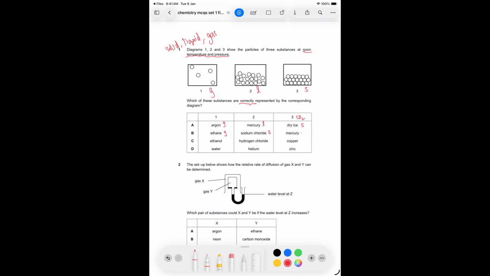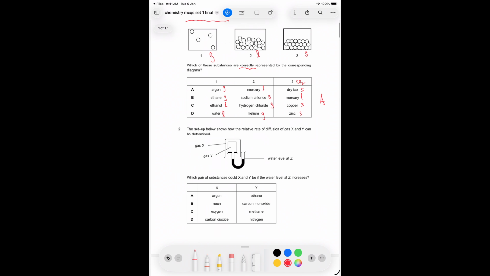Then next, mercury is liquid again. Ethanol should be a liquid. Hydrogen chloride, take note, this is not hydrochloric acid. So hydrogen chloride actually exists in a gaseous state, they exist in molecules. So copper is a metal, so it's a solid. And water obviously is a liquid state. And helium is a gas, helium gas, your weather balloons. And then zinc is your solid. So the only one that makes sense is A.